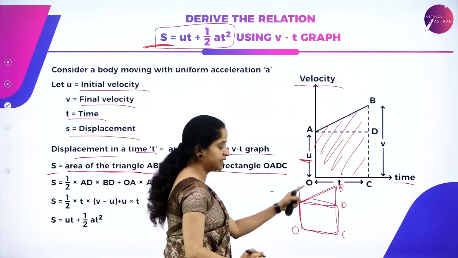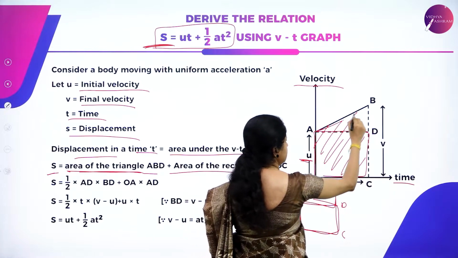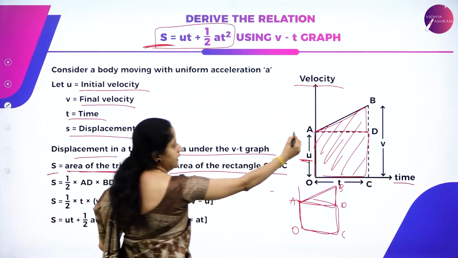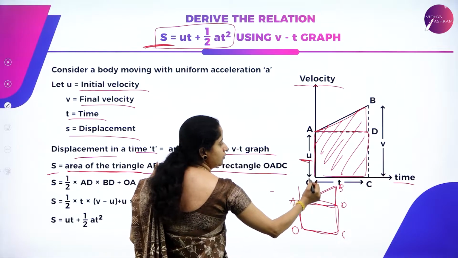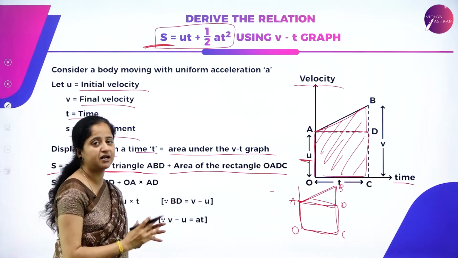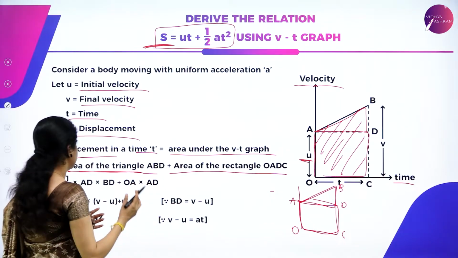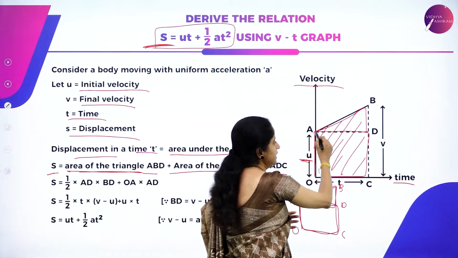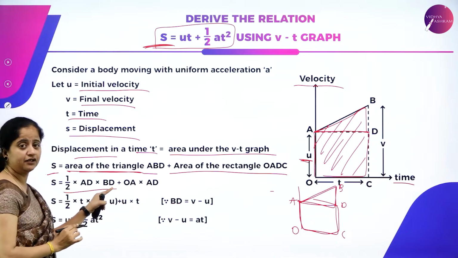So, we have the diagram like this. To calculate area, we need to take the area of rectangle plus area of triangle. So, S is equal to area of triangle ABD plus area of rectangle ADCO or OADC. If you take the area of triangle and add it to the area of rectangle, we will get the total area, which is nothing but displacement. Now, what is the area of triangle formula? It is half into base into height. Here the base is AD, height is BD. So, it is half into AD into BD.